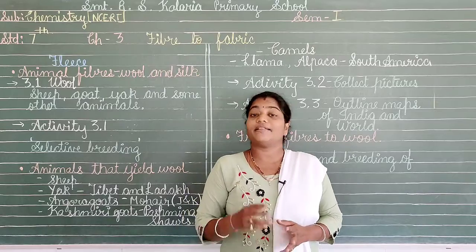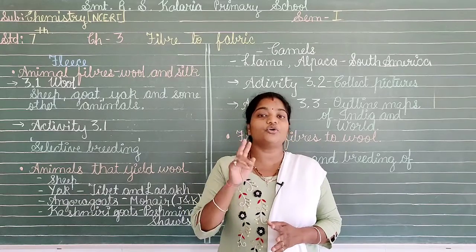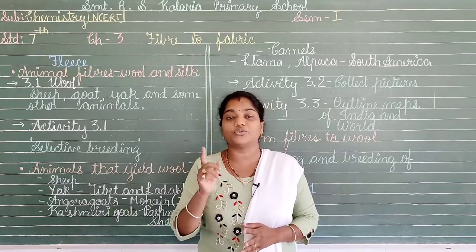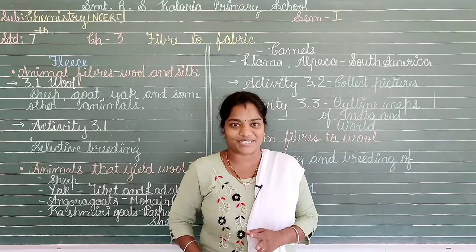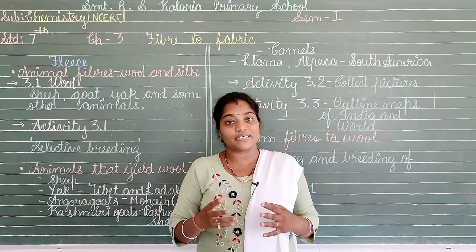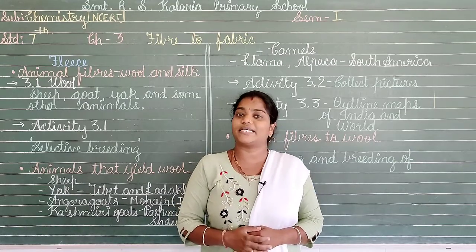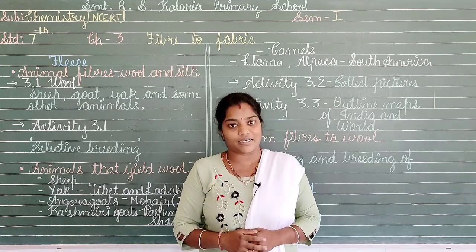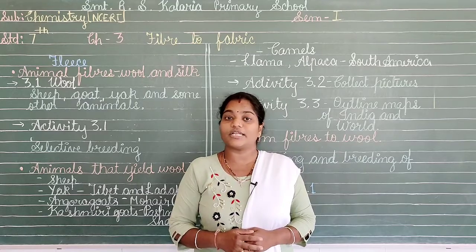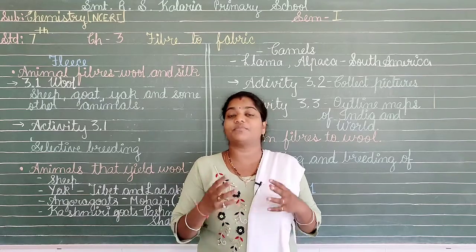We have studied in the 6th standard about the two plant fibers, that is jute and cotton, if you remember it, isn't it? Then in standard 7 we are going to read about the two animal fibers, that is wool and silk. Now we know very well that wool is taken out as the fleece from the animals.